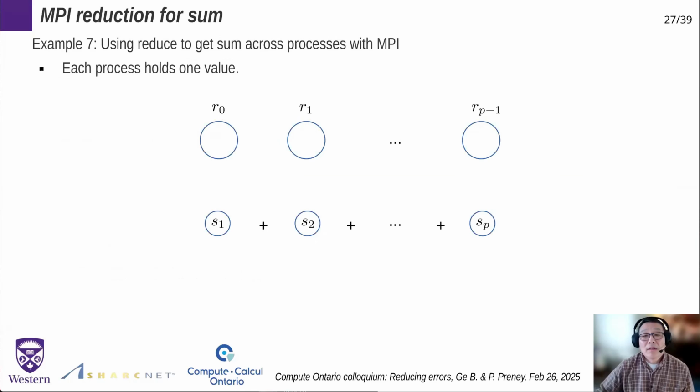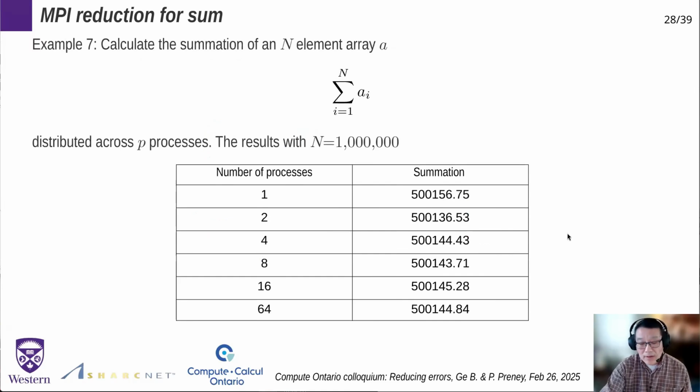And this diagram shows the concept. We have p ranks, and after we're done with the local summation, we get the local sums S1, S2 to SP, and then we call MPI reduce to aggregate the sums and get the final answer. And here's what we've got. We generate n random numbers and distribute them across p processes. And the result with 1 million elements, this is what we get.